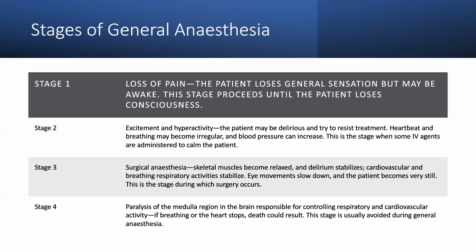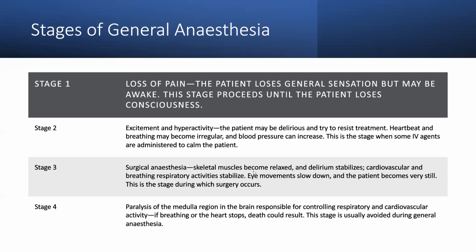Then comes stage 3, the surgical anesthesia. Now they can start the surgery. At that time, the body's skeletal muscles become relaxed. The delirium stabilizes, cardiovascular and respiratory activities stabilize, and eye movements slow down. The patient becomes very still. We can perform the surgery, and this is the stage for the final surgical work.